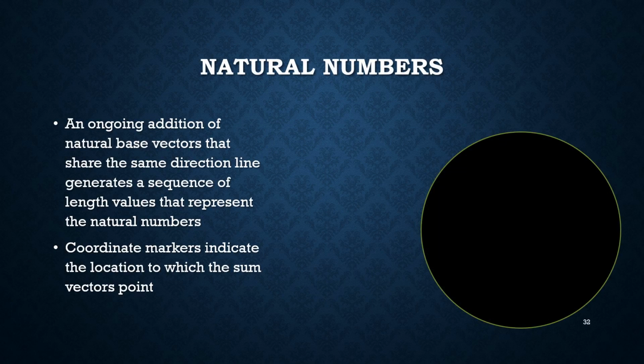An ongoing addition of natural base vectors that share the same direction line generates a sequence of length values that represent the natural numbers. Coordinate markers indicate the location to which the sum vectors point.